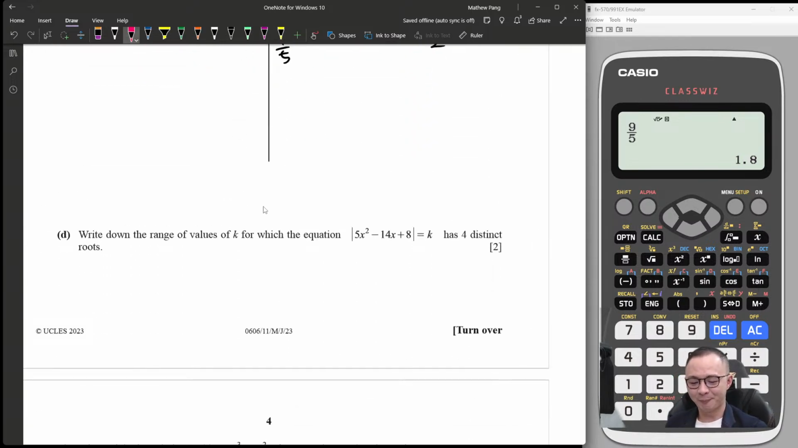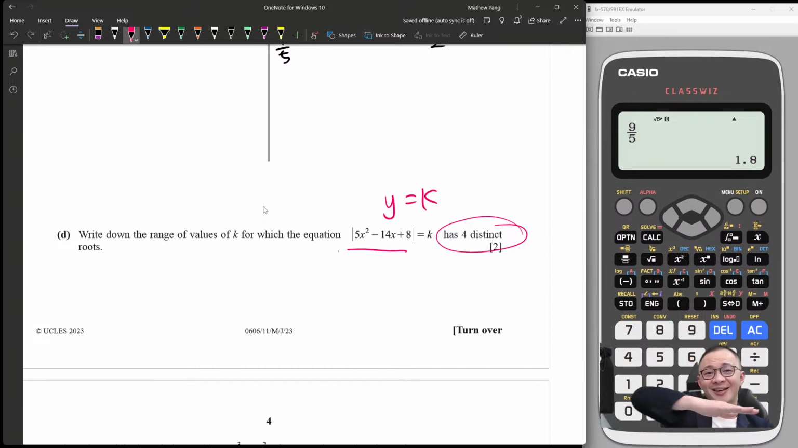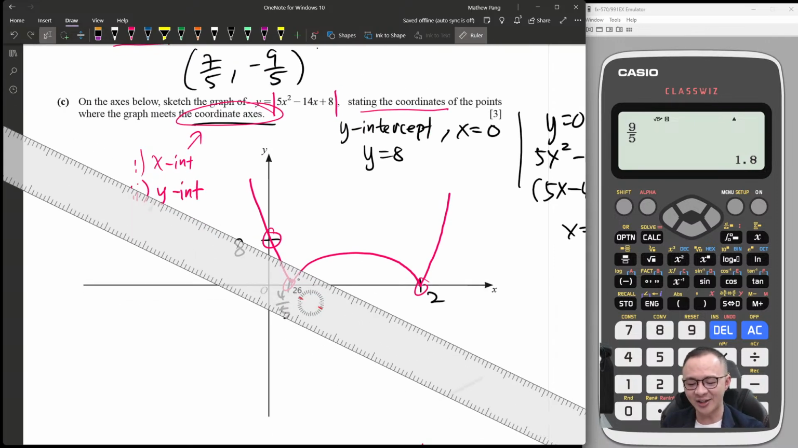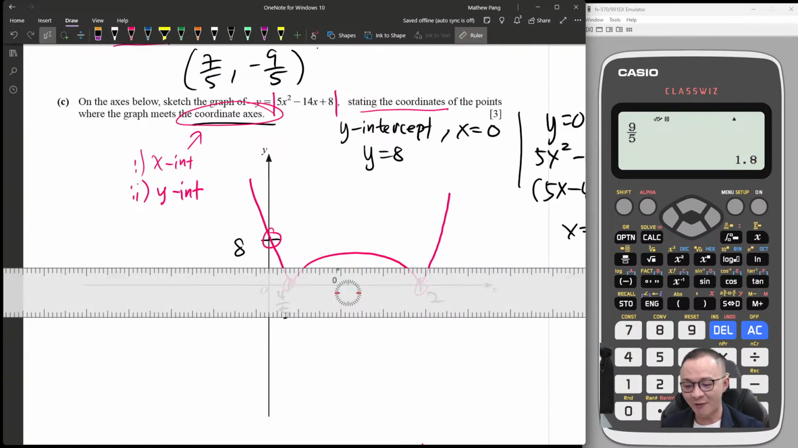Then here, they want this modulus equation equals to k. Modulus equation is y, right? Y equals to k is a horizontal line. And this horizontal line, they want to ensure they touch 4 different points. Root here actually means solution, right? So you can see, if I want to ensure it touches 4 points, I must be somewhere here.